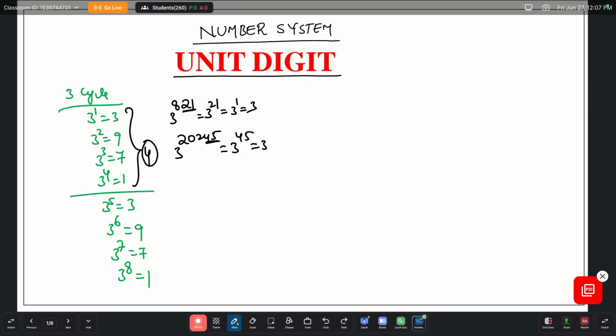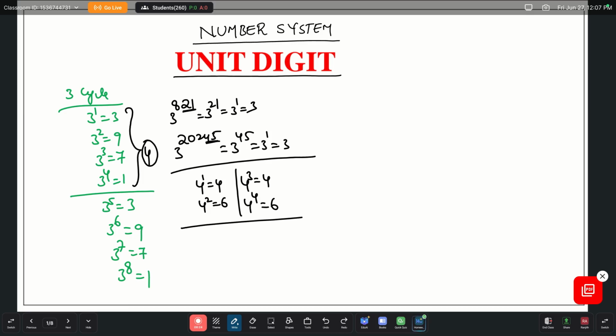Next, if I want to find out 3 power 821. 821 అంటే లాస్ట్ 2 digits. ఇక్కడ కూడా 4 స్టెప్స్ తర్వాత రిపిటేషన్స్ వస్తున్నాయి కాబట్టి లాస్ట్ 2 digits. 3 power 21. 21 divided by 4, remainder equal to 1. 3 power 1 equal to 3. Next 3 power 2025. So again the last 2 digits equal to 25. 3 power 25, remainder 1, so 3 power 1. So the unit digit equal to 3.